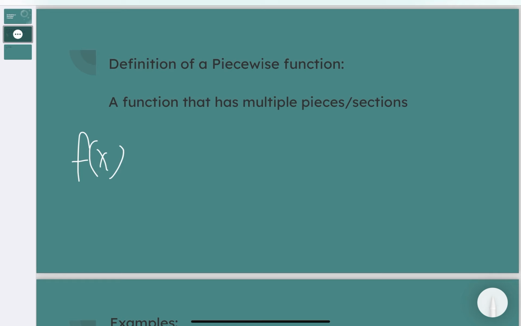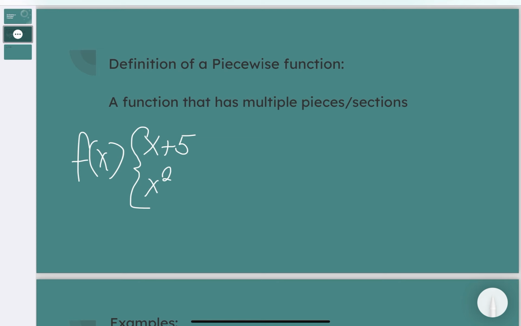You'll have your f of x, and then you'll have this symbol that means it includes all these equations, okay? You have to have at least 2 equations, but you can have infinitely more equations after that. So we'll just do 2 right now. It can be something as simple as x plus 5 or something like x squared, okay?